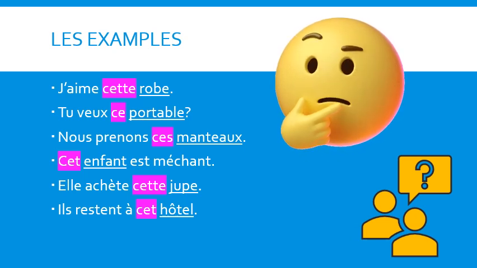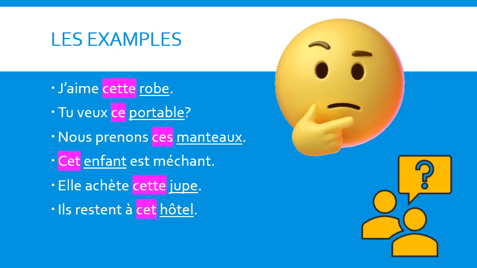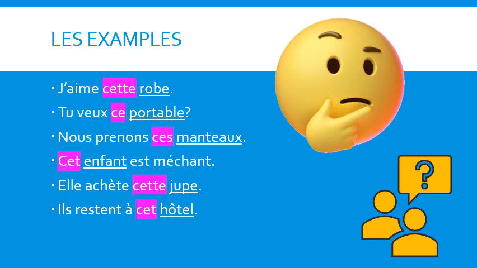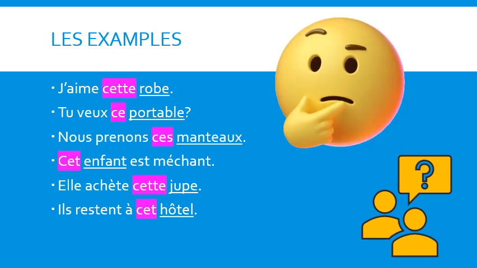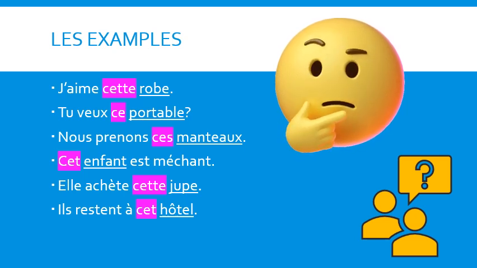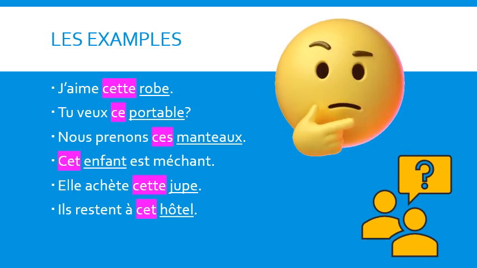Then, elle achète cette jupe. Again, jupe is a feminine singular noun, so cette. And lastly, il reste à cet hôtel. Hôtel is beginning with a vowel and is a singular noun, so the demonstrative adjective cet.